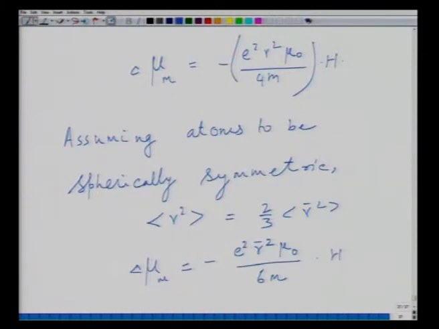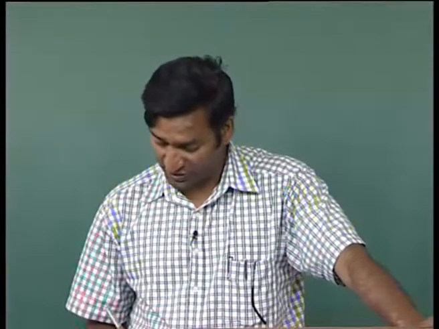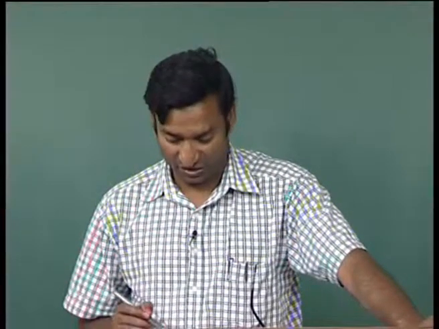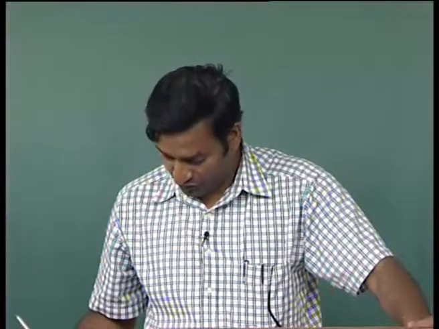Now here it's a very important observation that H is a positive quantity, mu naught is a positive quantity, r bar is a positive quantity, m is a positive quantity, e is a positive quantity, which means this delta mu m is negative in nature. This negative sign illustrates that the change in magnetic moment, or the magnetization induced as a result of the applied field, was opposing the applied field. So this is a very important conclusion.